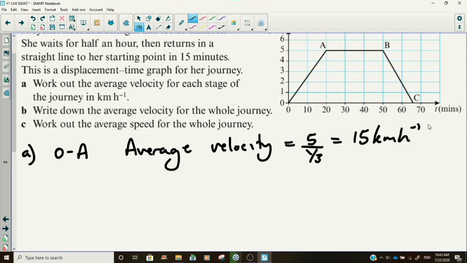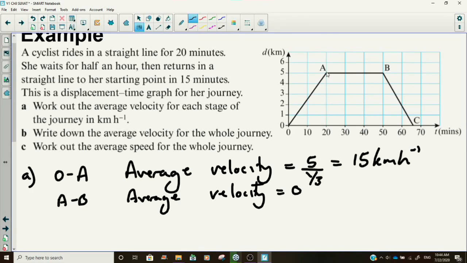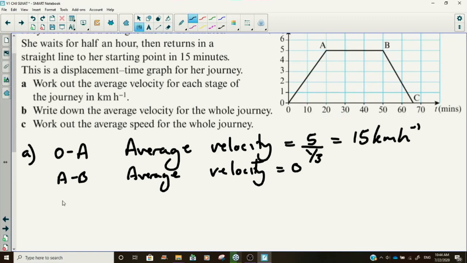Let's do the same from A to B. Well, actually, the velocity from A to B, I think you'll know what that is without doing any calculation. It's going to be 0. Yes, because the person's stationary. The cyclist is stationary between A and B, so there's no displacement there, no change in displacement. Now, from B to C, we have another gradient to work out, and that is the change in displacement over the change in time. This time we're looking at 15 minutes. So let's see if we can work out the average velocity there.